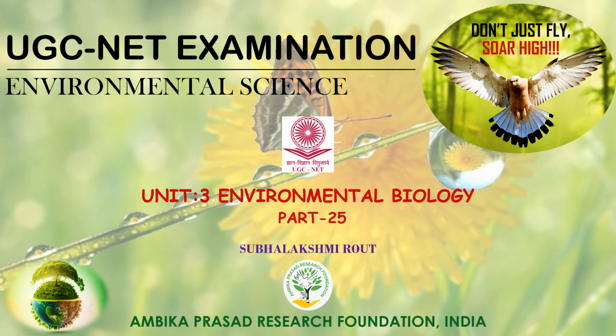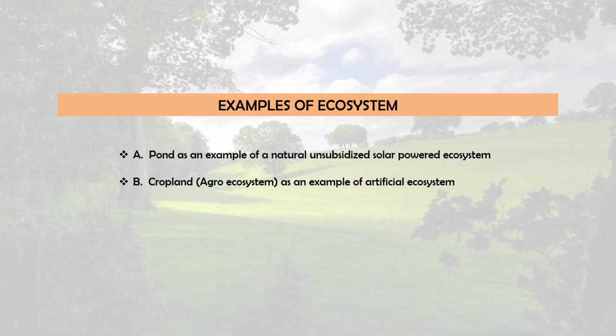We are continuing our UGC NET examination series for environmental science subject. And today we are going to discuss some examples of ecosystems, mainly two examples. First one is pond, which is considered a natural unsubsidized solar powered ecosystem, and second one is cropland or agro ecosystem, which is an example of artificial ecosystem, that is human subsidized solar powered ecosystem. So we will discuss one by one.